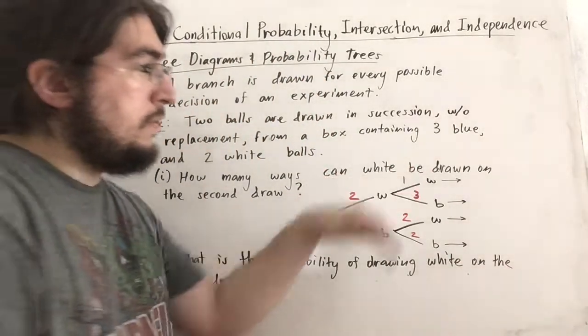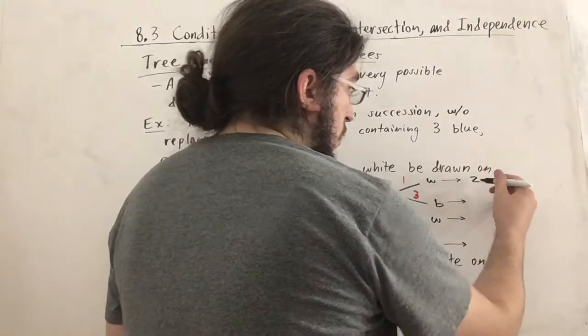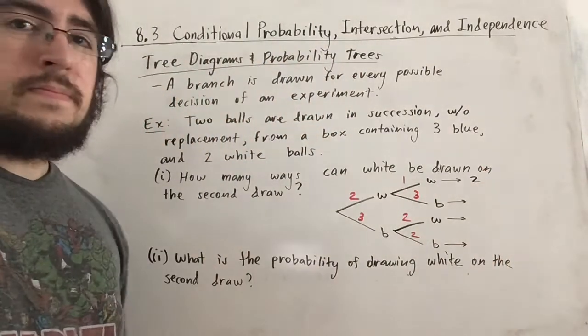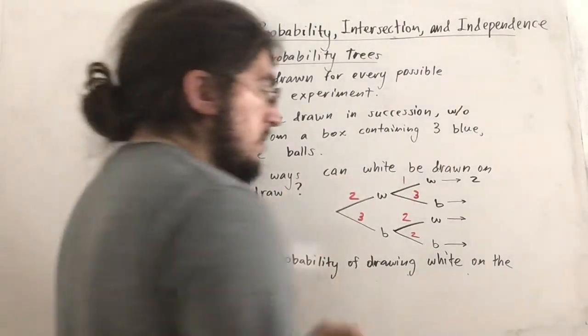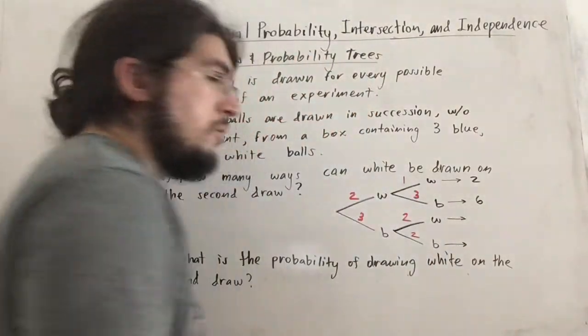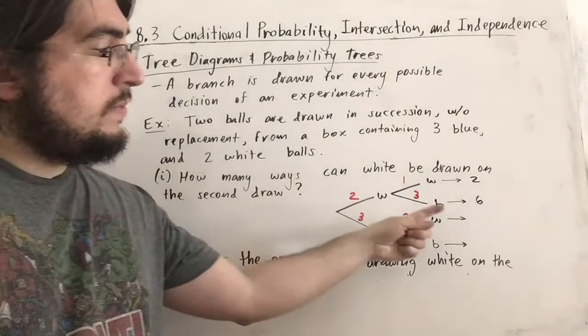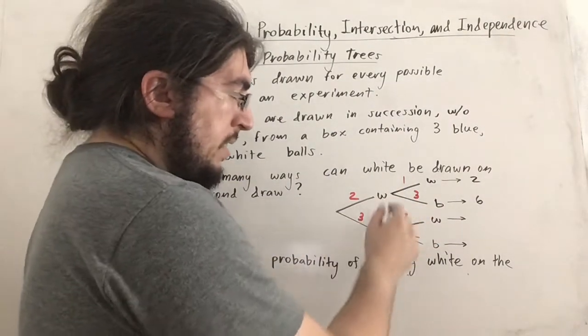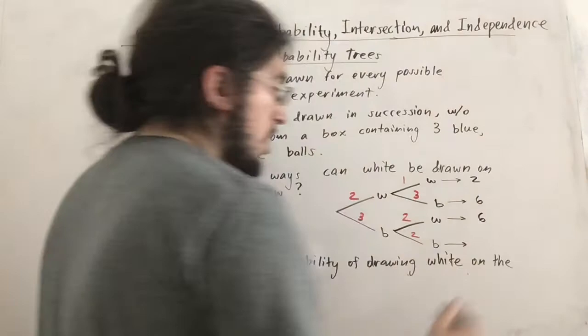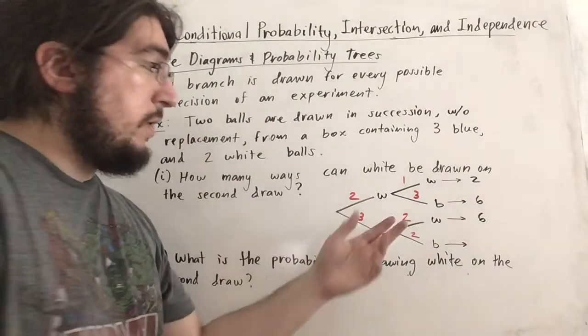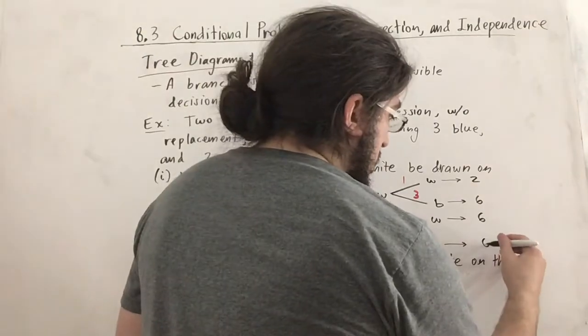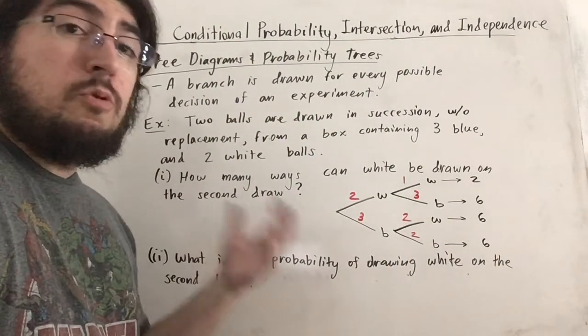So here it's 1 times 2, so there's 2 ways to draw white, then white. Here, white then blue, there's 2 times 3, so 6 ways to draw white and blue. For this third branch path it's 3 times 2, so it's 6 ways to draw blue then a white. And then for blue, there's 6 ways, 3 times 2, to draw blue then a blue. So this is the full tree diagram here.